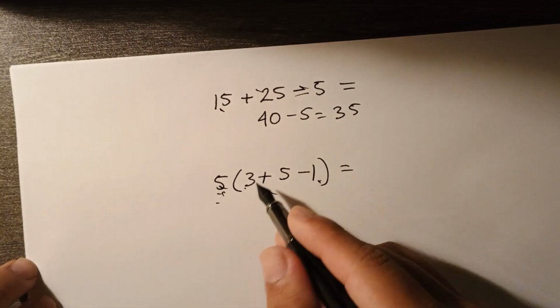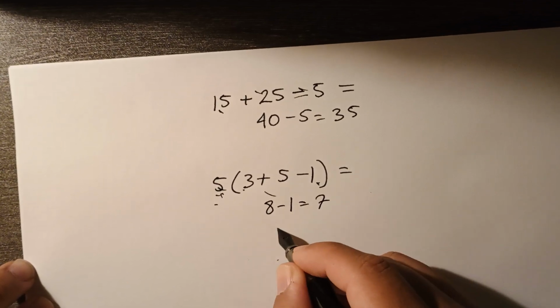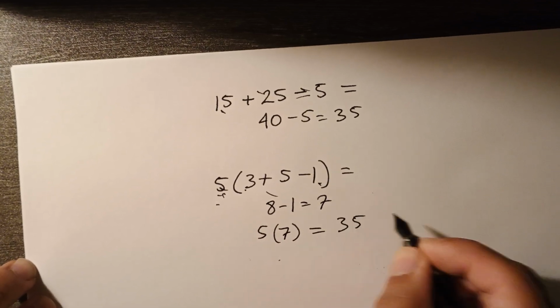And now you can do whatever's in the parentheses first. So that's 8 minus 1, which is 7. 7 in the parentheses, 5 out here. 5 times 7 is 35.